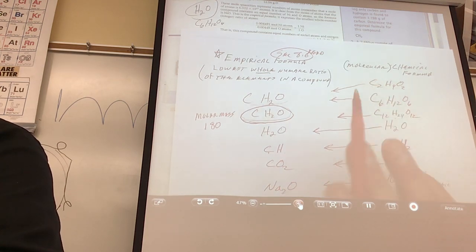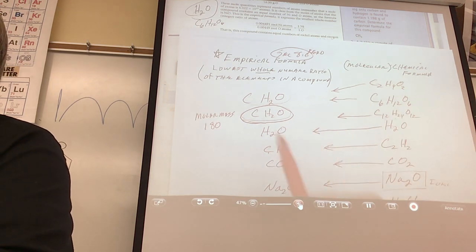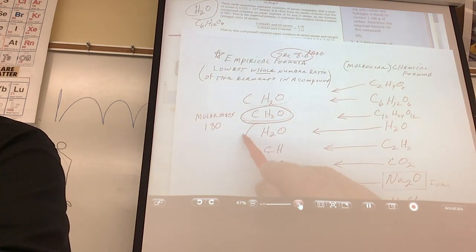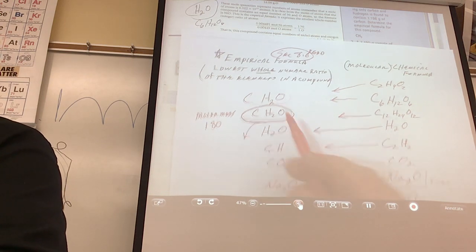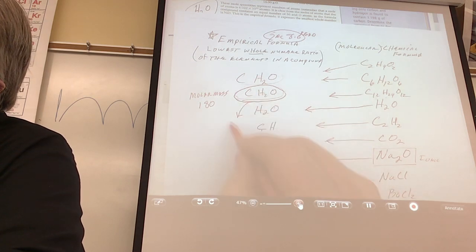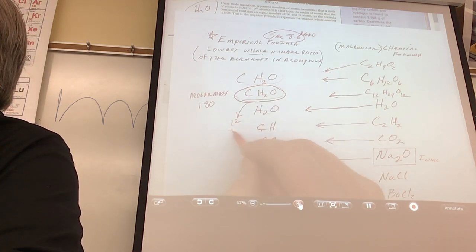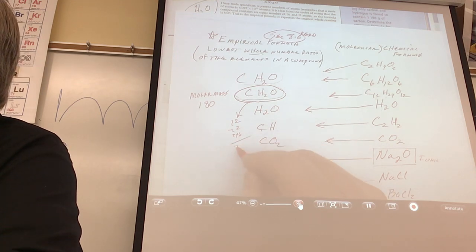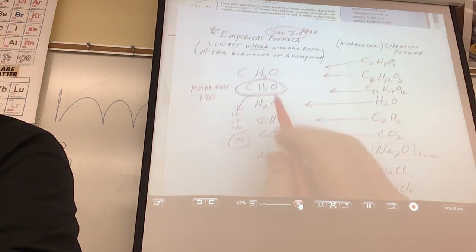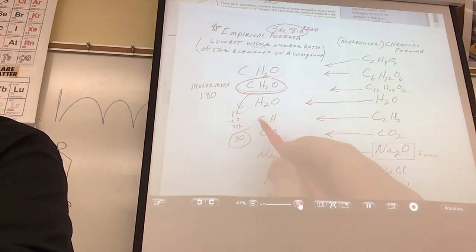I'll show you, this is the neat part about chemistry. Ready? What you do is take the empirical formula and tell me how much it weighs. What is the empirical mass? What's the mass of CH2O? Let's see, it's 12 plus 2 plus 16. What is that? Is that 30? Okay, so your empirical formula has a mass of 30.